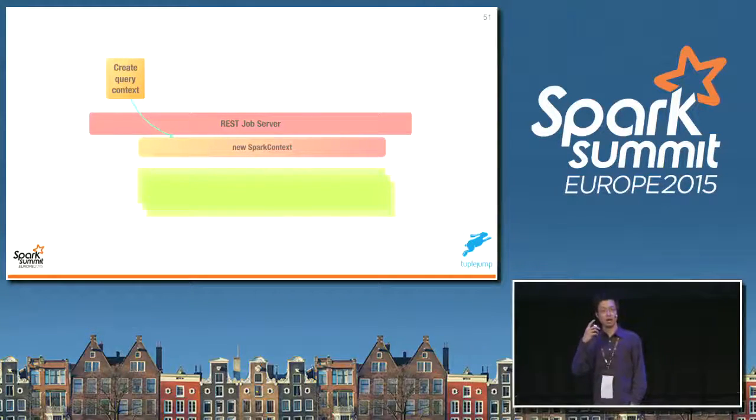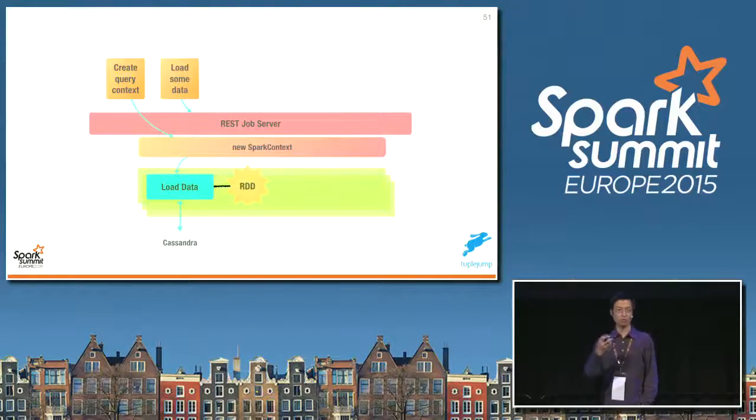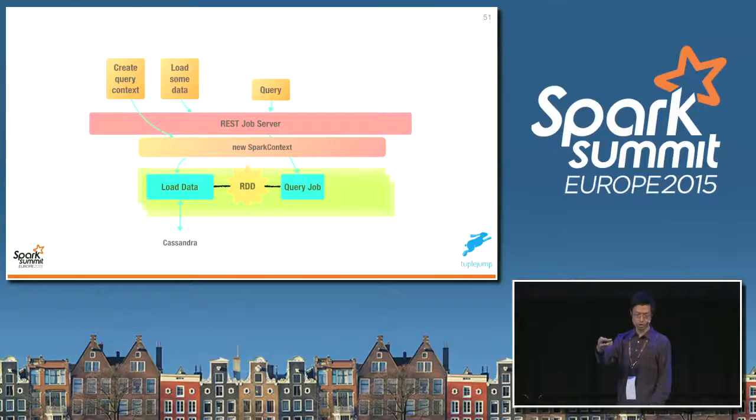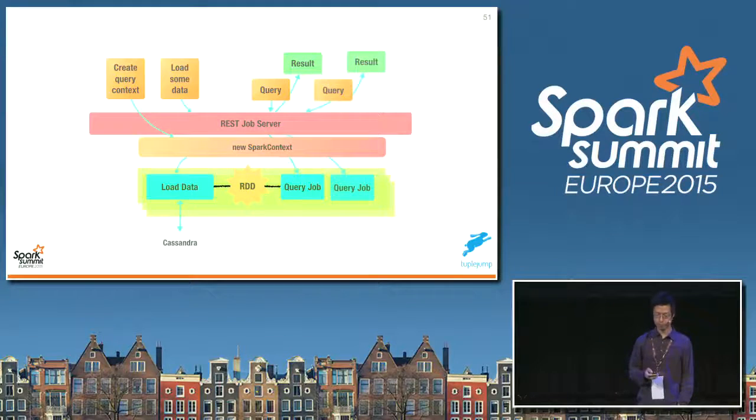I can do a POST which creates a query context. This creates a new Spark context with workers, which are those yellow boxes. Now, I'm going to run a job to load data. This will load the data from, say, Cassandra in this case, and cache it into an in-memory RDD on those workers. Then I can do a query job. This query job will then query the shared RDD and return data in a sub-second time frame.